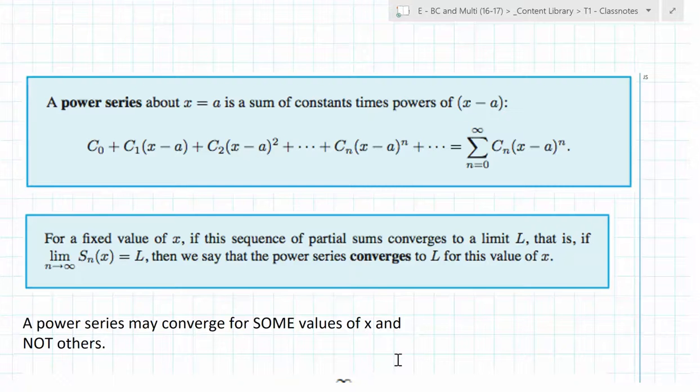The c's are constants, not variables. They are constants, not variables. And then x is the variable, and a is also going to be a constant. So this is the general form of a power series. Similar-ish to what polynomials look like, but the idea is you have ascending powers.